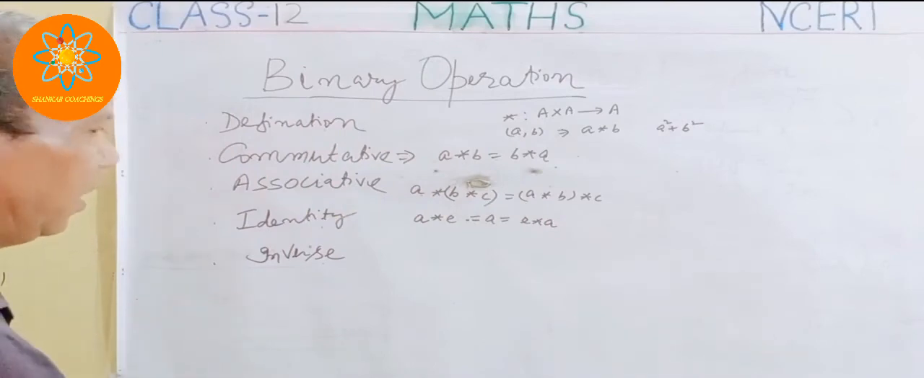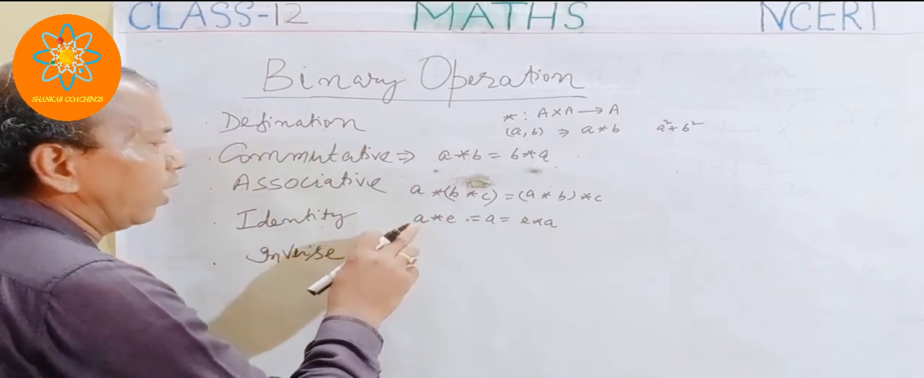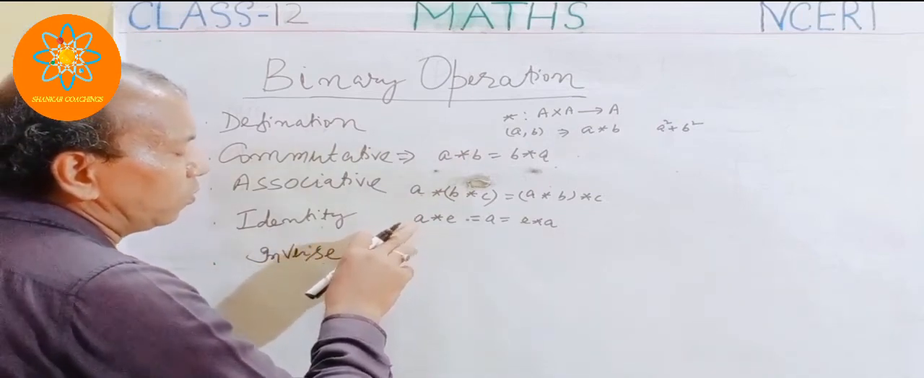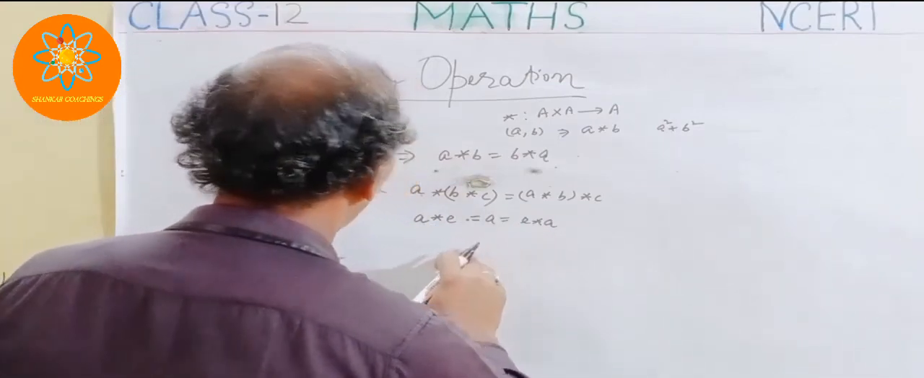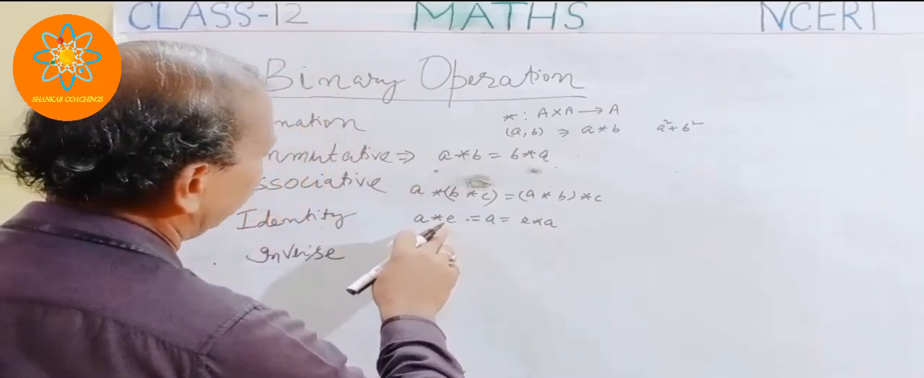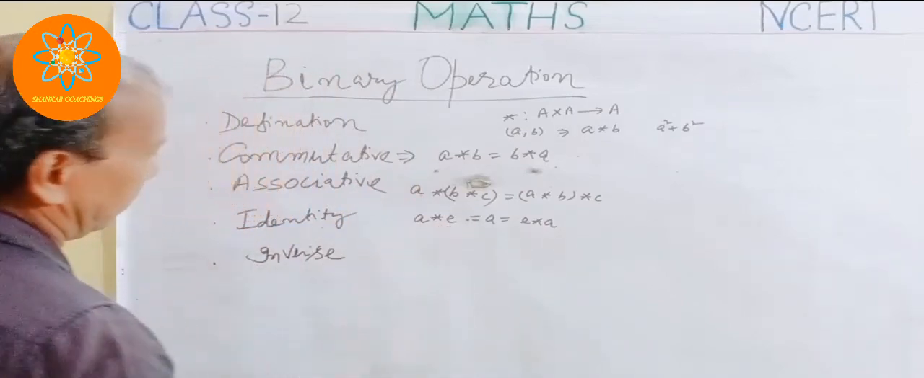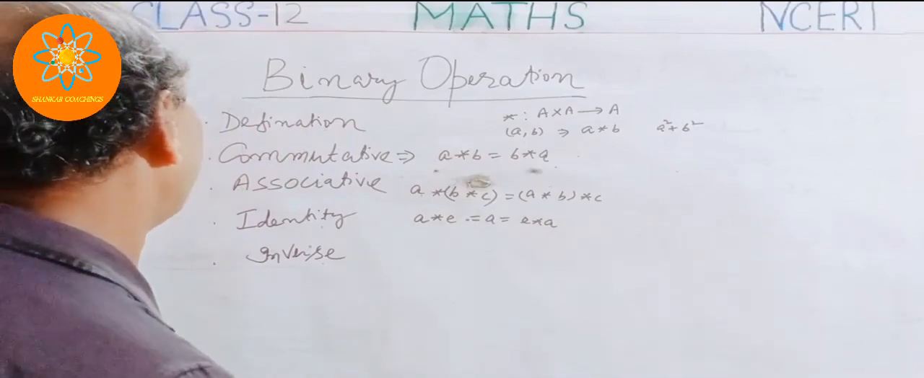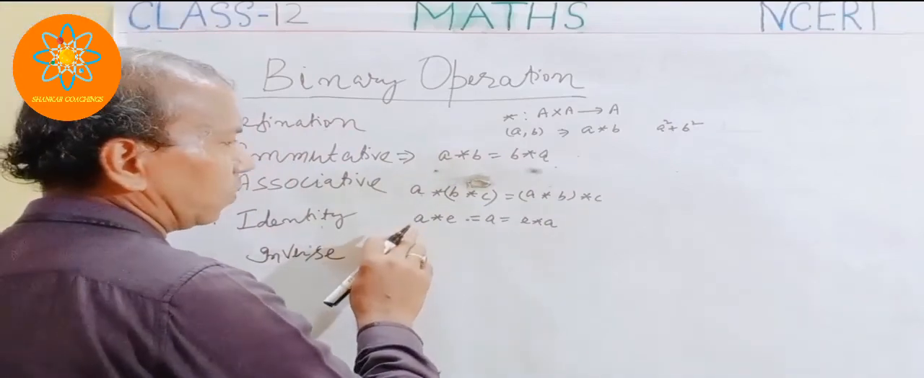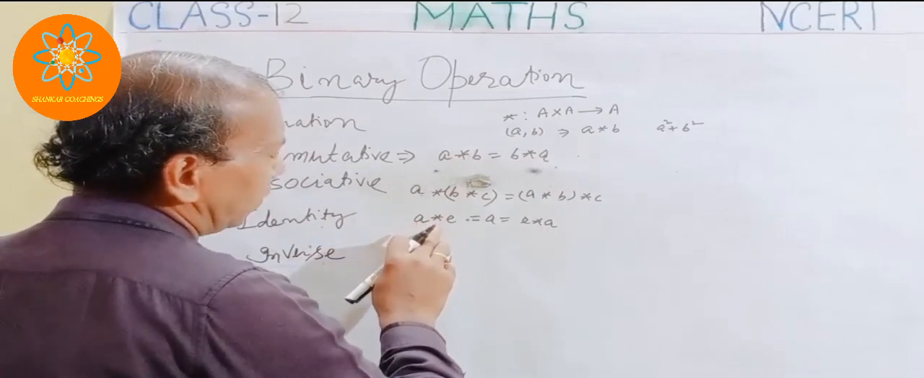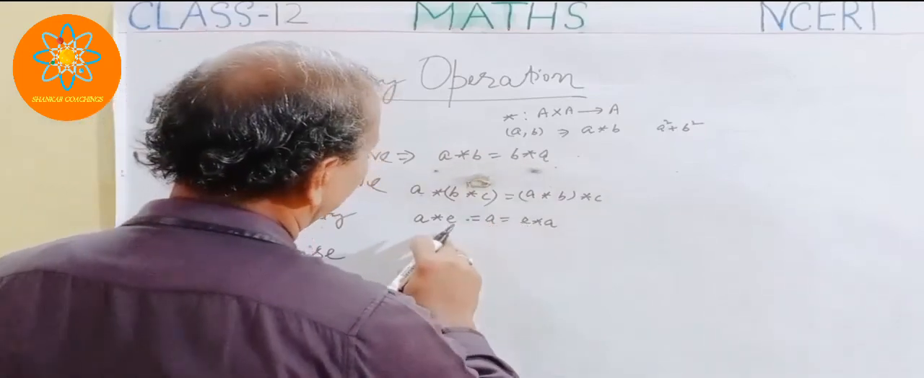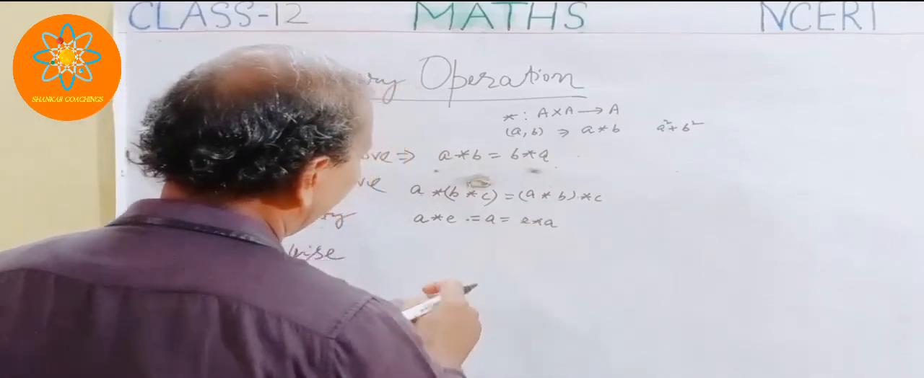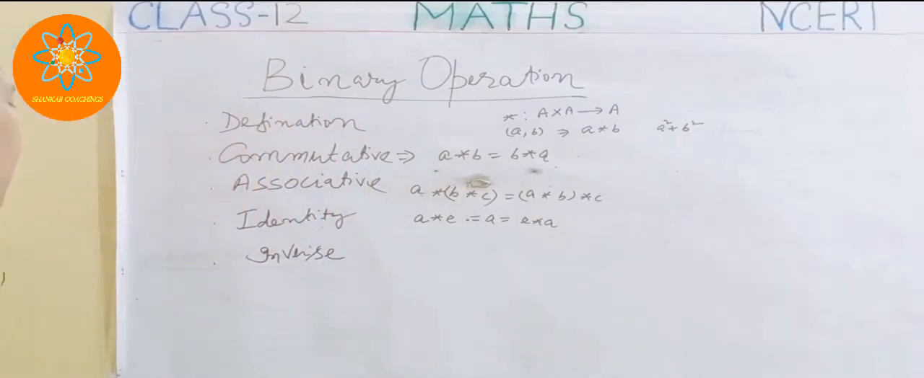For example, let's suppose I am taking the number 2. If you multiply 2 into 1, I will get 2, and now 1 into 2, again I am getting 2. So here the identity E for multiplication is equal to 1. Likewise, I can take A plus 0. So A plus 0 is A, and again 0 plus A is A. So 0 is the identity in the case of addition.